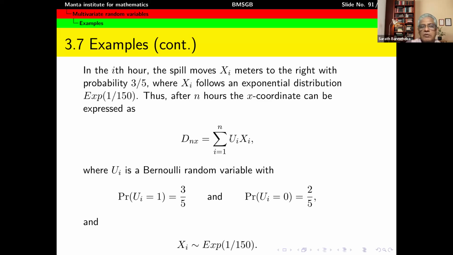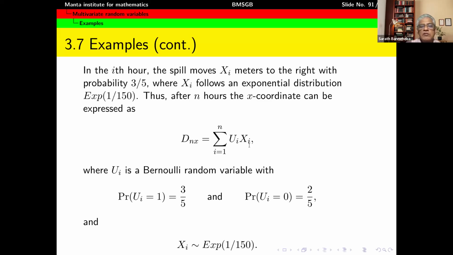So we can write down that the expected value of this product is equal to the expected value of ui times the expected value of xi. Therefore, we need the expected value of ui. We can directly get it from this information. The expected value of ui will be equal to 3 over 5. It's equal to theta. The variance of ui will be equal to 3 over 5 times 2 over 5.